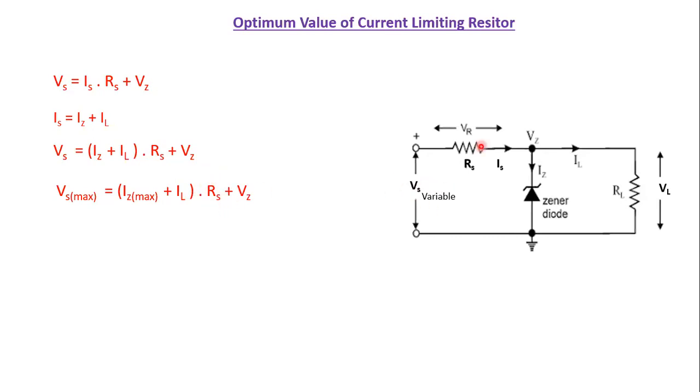So when Vs increases, obviously the total Is will increase, and that increase is reflected in Iz. But then Iz cannot go beyond a particular value, that is Iz maxima. So what can we do? We can limit the current Is itself, so that Iz will be limited to Iz maximum.